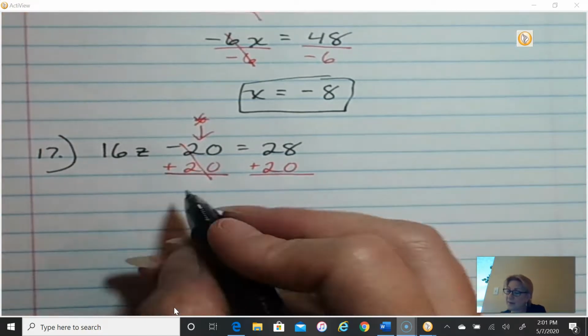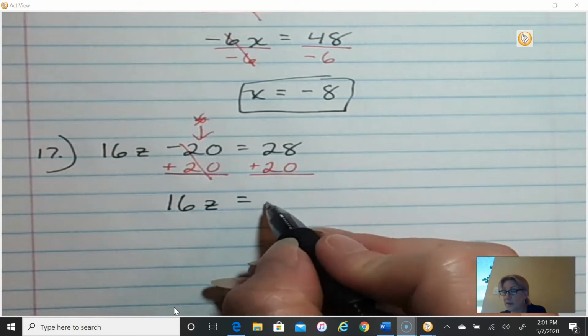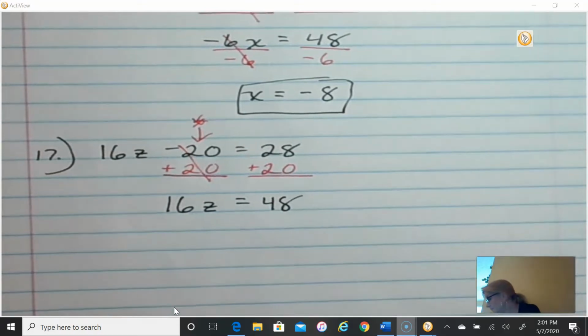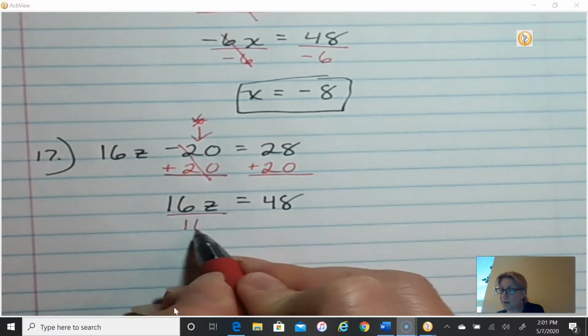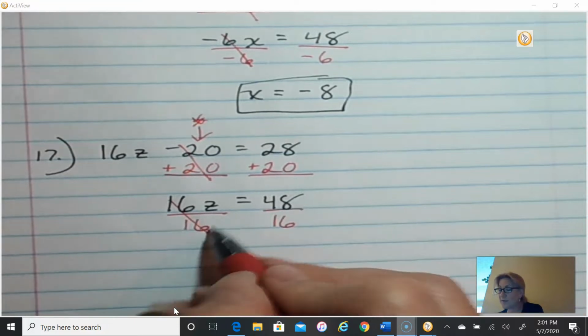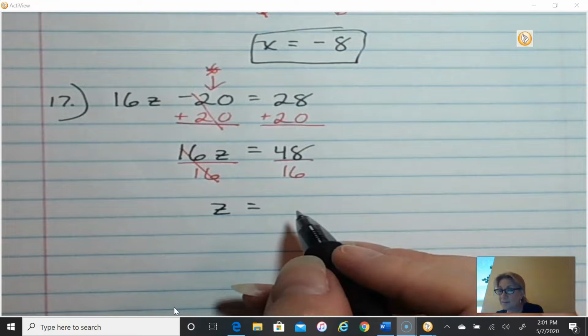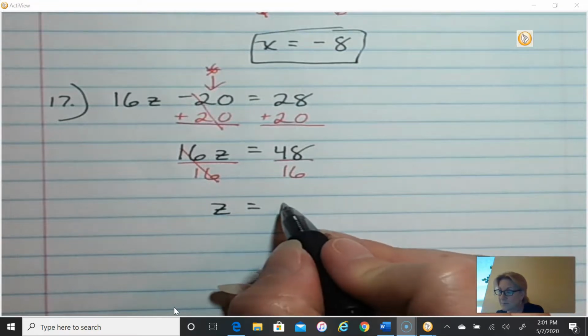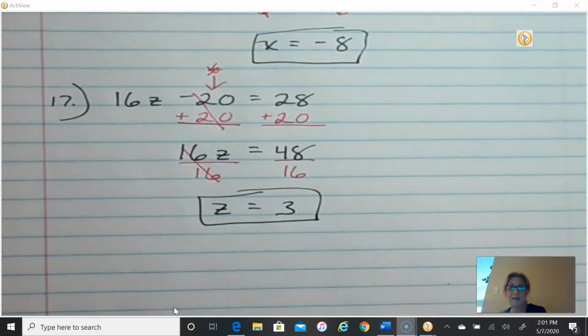Cross that out, I get 16z equals 20 plus 28 is 48. Okay, let me move this out of the way. Okay, so now I'm going to divide because these two are being multiplied, so I'm going to divide by 16 on both sides. 48 divided by 16 is 3. And there's your answer. Now check on that, make sure. Okay, so that's what you're doing each time.